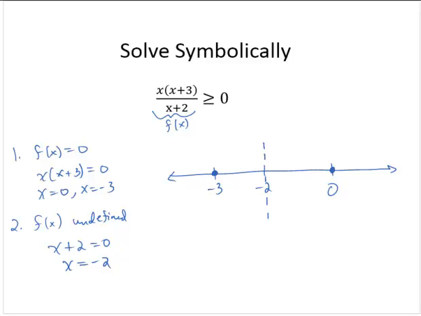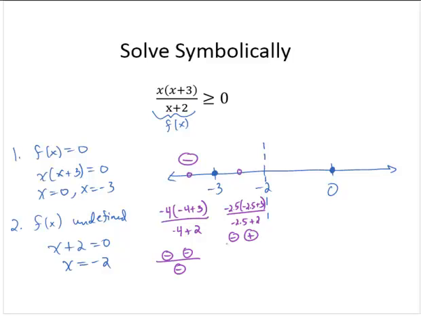All right, so now let's test each interval. Testing, how about negative 4? F of negative 4 would be negative 4 times (negative 4 plus 3) over (negative 4 plus 2). So that would be a negative times a negative divided by a negative, and so that would be a negative. Testing the second interval, how about negative 2.5? So that would be negative 2.5 times (negative 2.5 plus 3) over (negative 2.5 plus 2). So that would be a negative times a positive divided by a negative, and so that would be a positive.